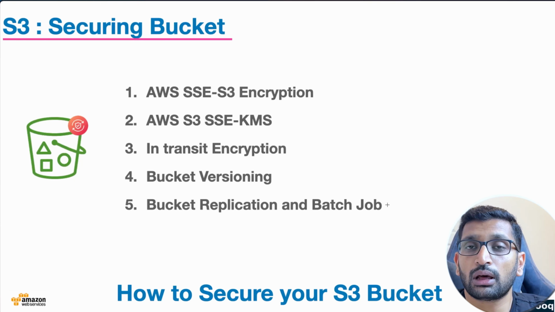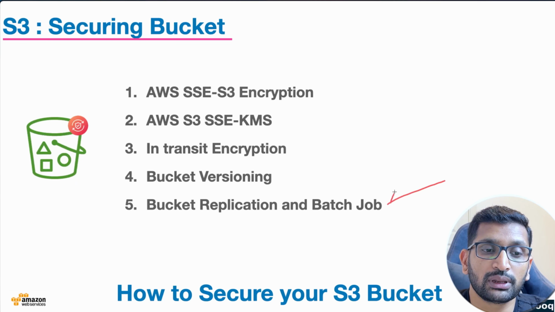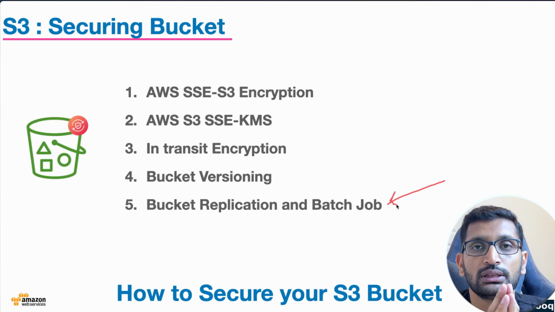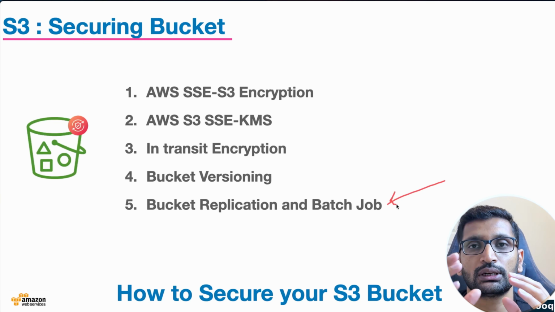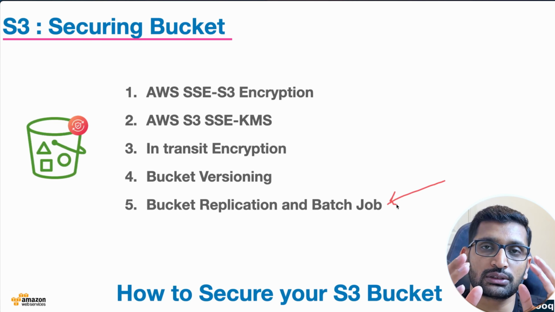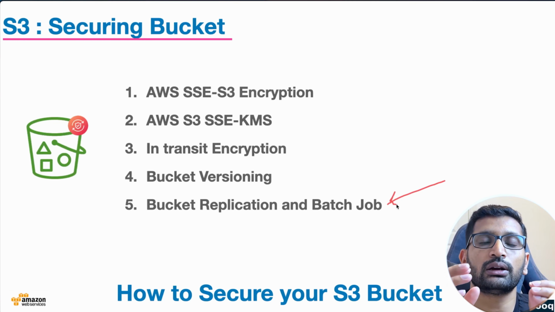Let's talk about the last point, which is batch replication and the batch job of our S3 bucket. So in this section, what we are going to do is create two buckets. One is the source and one is the destination bucket. And we are going to copy or replicate the content from our source bucket to our destination bucket.